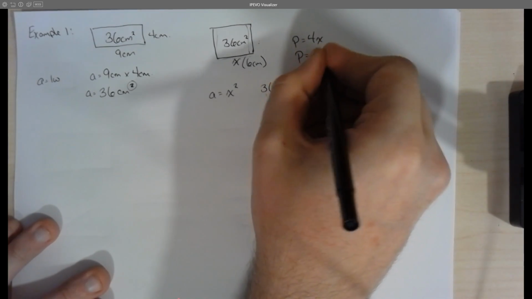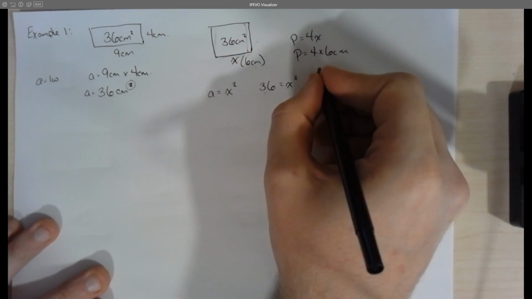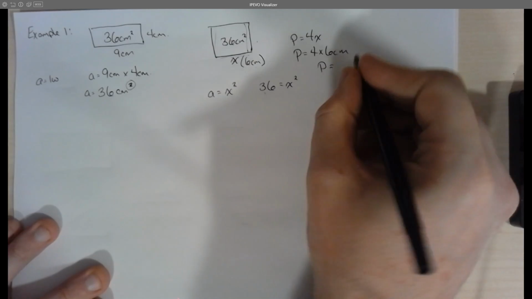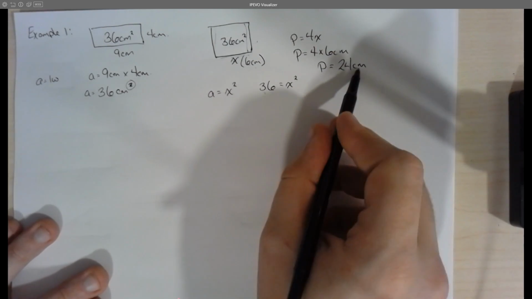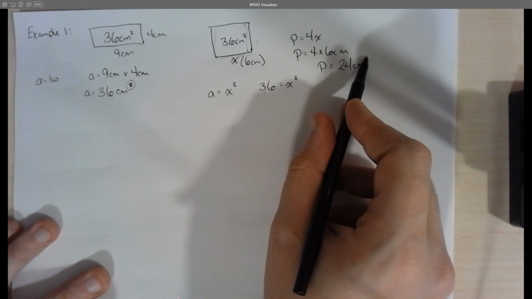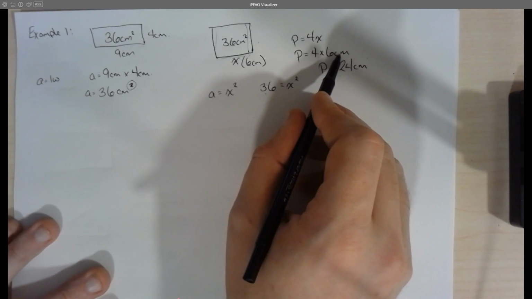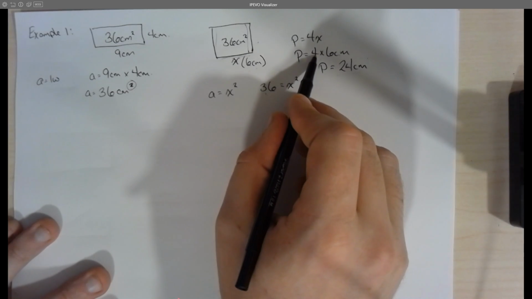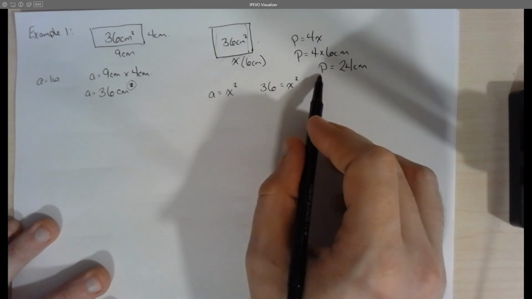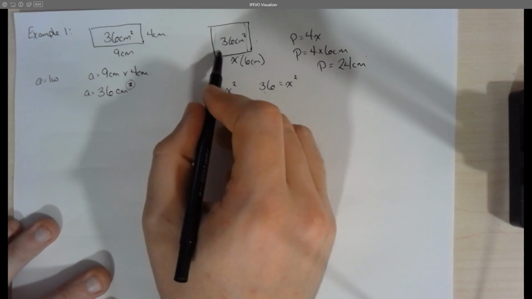So perimeter equals 4 times 6 centimeters, or perimeter equals 24 centimeters. Notice how for perimeter I don't put centimeters squared, and that's because I'm not multiplying centimeters by centimeters. I'm just multiplying centimeters by a number. So this represents kind of a one-dimensional line, the perimeter.